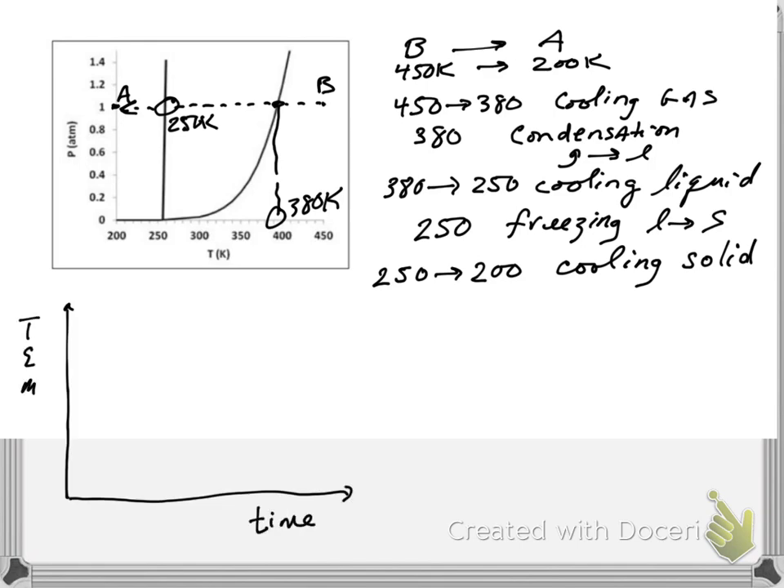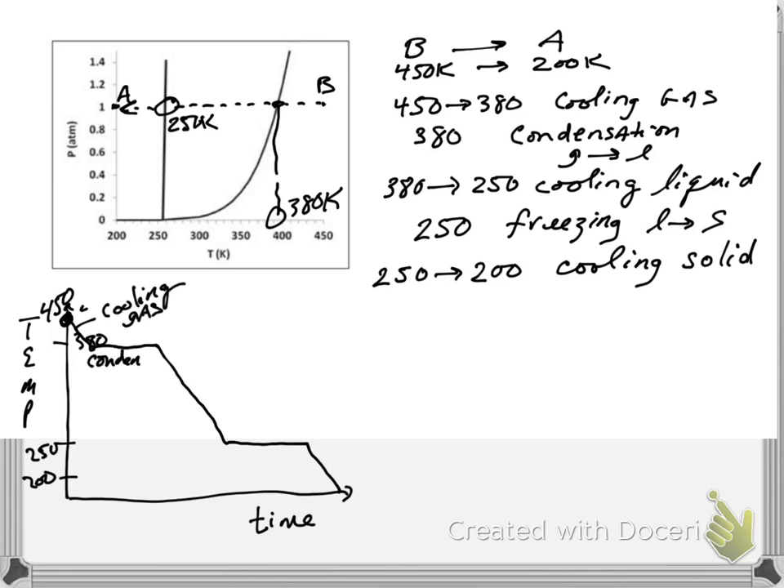So temperature versus time, 200, 250, 380, 450. And so the first thing that happens is we cool the gas. So we go from 450 to 380. Then the temperature remains constant as we condense gas to liquid. Then we cool the liquid. And then at 250, we freeze the liquid into solid. So that's a phase change. So the temperature is flat at 250. And then we cool the solid down to 200.